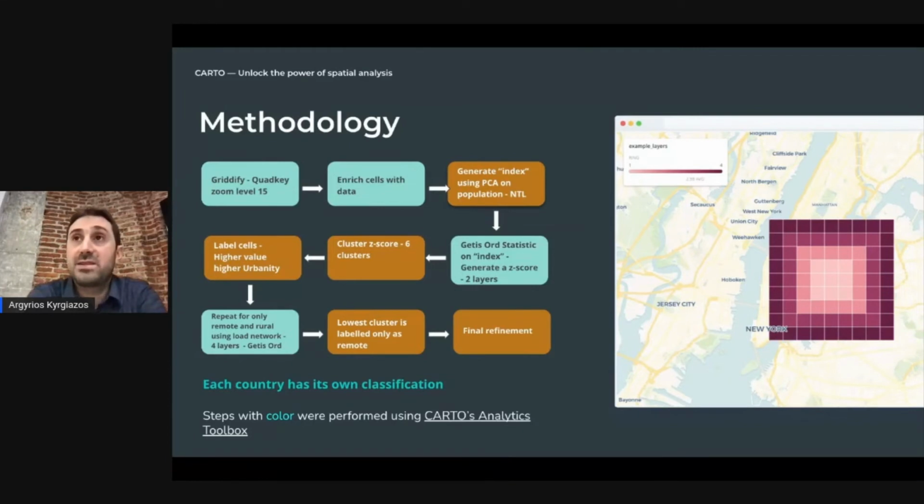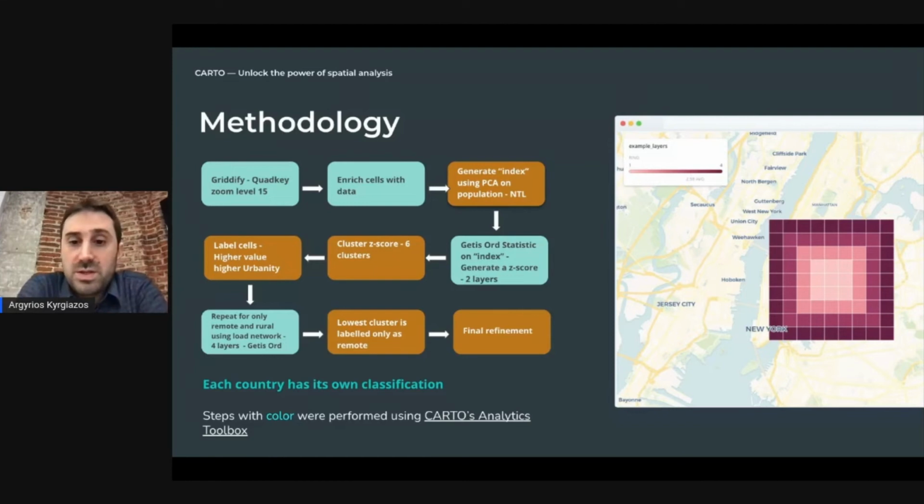Now, having fixed the data and making sure that everything is fine, we proceeded with the modeling. One very important thing about this spatial model, which is a global one, is that each country has its own classification. By that I mean that we proceed with the labeling country by country. The reason we did that is that you cannot really compare countries with each other. For example, you have Greece, China, New York, Spain, and if you compare the population density in Madrid with New York, Madrid is not going to look very high density. So in order to be fair, we decided to go country by country.